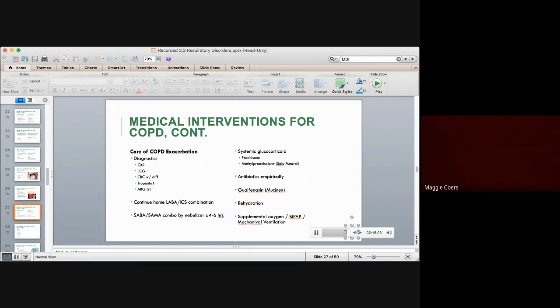Okay, because usually by this time, when they get to the emergency department, they need a little bit more O2. Okay, so we might bump up those liters 1 to 2. Okay? The older adult may also need BiPAP or mechanical ventilation, depending on how bad the exacerbation is.